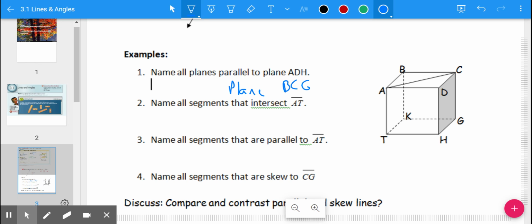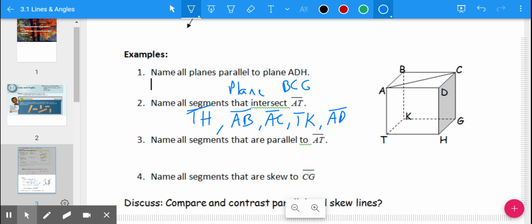Number two, name all segments that intersect at segment AT. Well, if it has an A or a T in it, it's going to be intersecting with that. So you could say segment TH, you could say AB, you could say AC. These are all segments. TK, you could say AD. That's all of them.